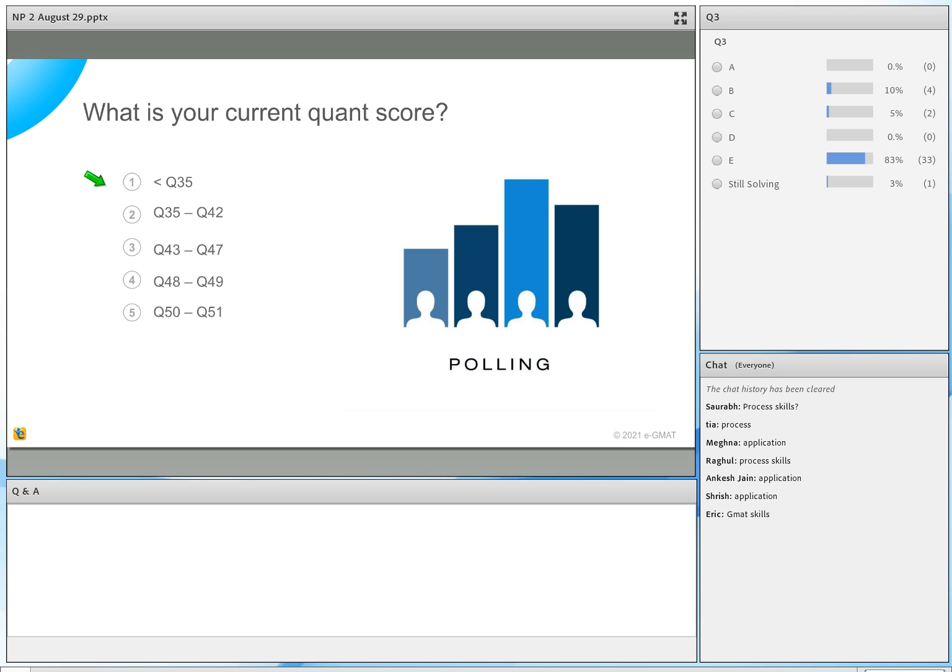Now all of you, just answer. Come in the chat box, tell me, what's your current quant score? Okay, 35 through 42, somewhere there. We have a lot of people in the 40s, 43 to 47. There are three people in the upper 40s, 48, 49. That's very good to see. So mainly I see a lot of 42s and 43s.